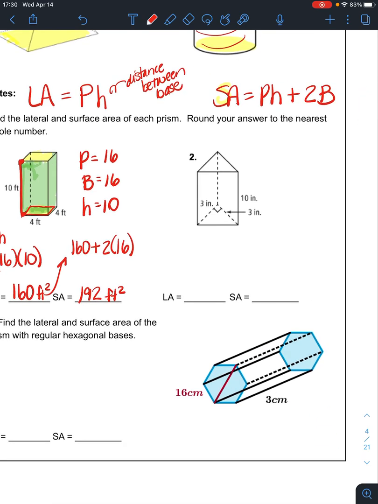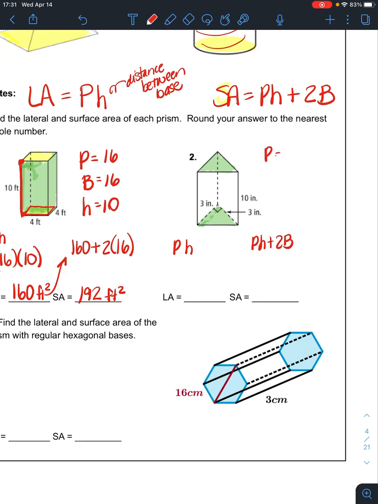Now for number 2, this is a triangular prism. I'm going to find my bases. I always like to bring out my bases so that I know what I'm using. Okay, so we have that our bases, this is a 3 by 3 triangle, and here's the other base. In order to use the formula, we go look up the formula, right? And so the formula is perimeter times height, and then perimeter times height plus 2B. Those are the formulas that we need.